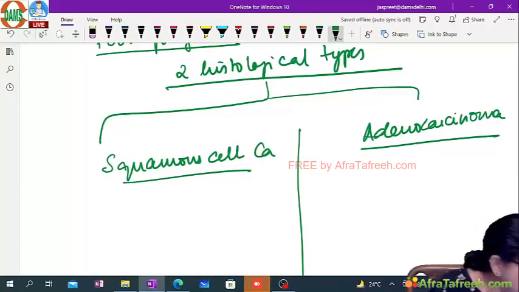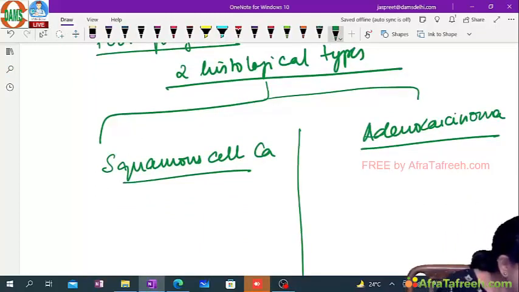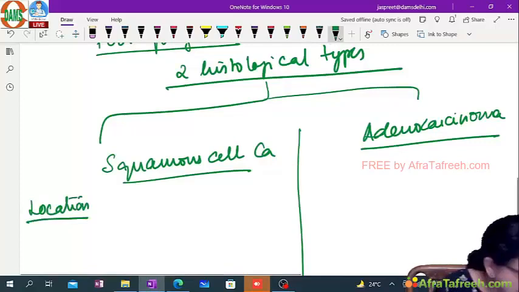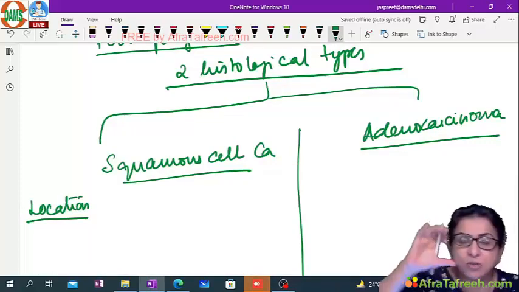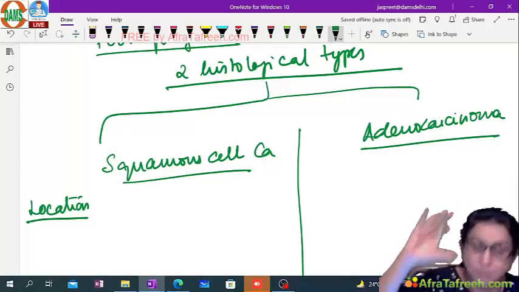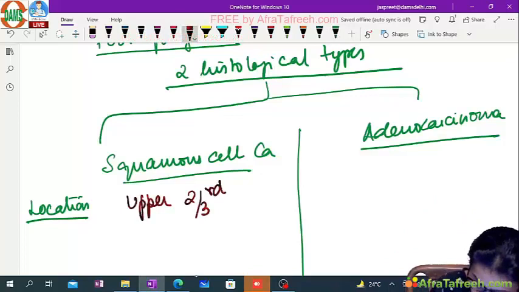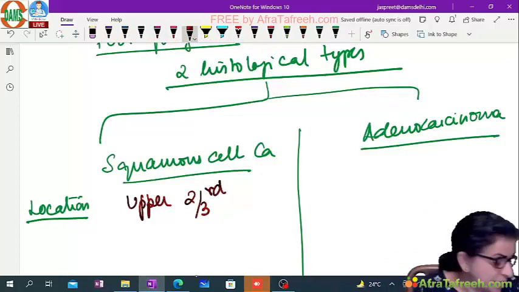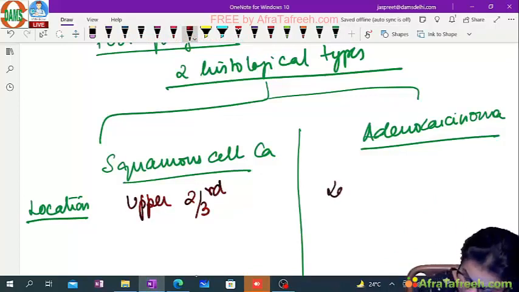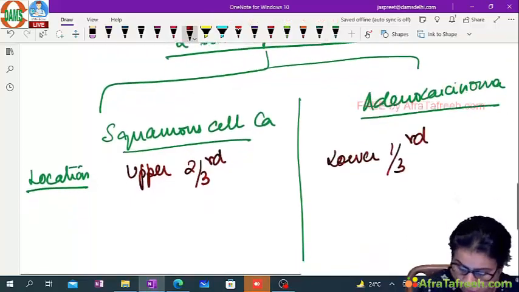Okay, first is prevalence. Let us look at the prevalence. Then we will see part of first location. Where do you find squamous cell carcinoma? Squamous cell carcinoma is usually located in the upper 2/3 of esophagus, whereas adenocarcinoma is usually located in the lower 1/3.